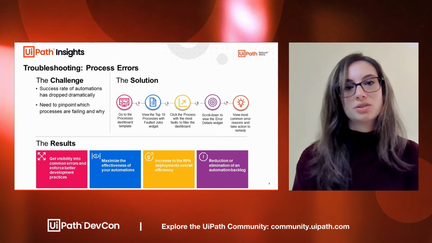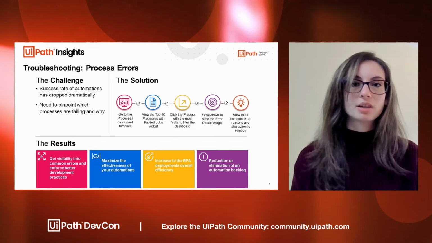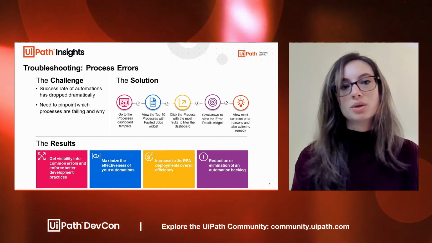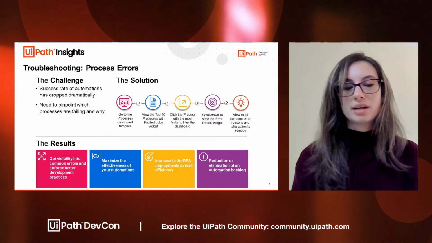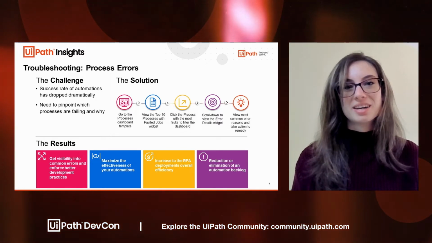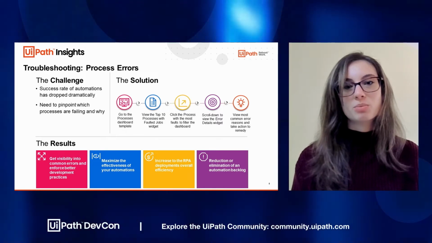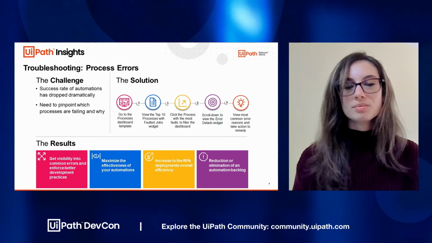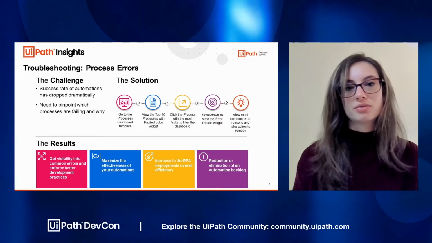Because you need visibility into those errors so that you can enforce better development practices. We see this a lot with selectors that are not dynamic enough, in that they work one day and the next day they don't. So it's extremely important for you to make sure that your development is accounting for these things. You also want to maximize the effectiveness of your automations.